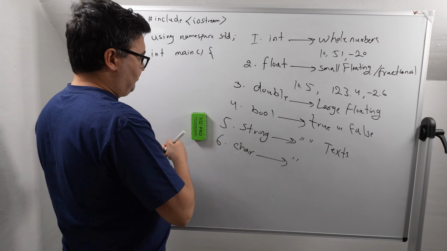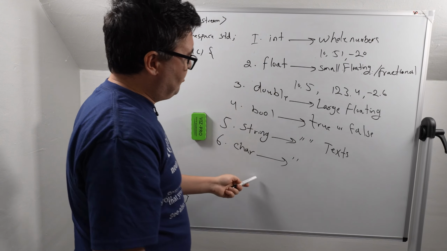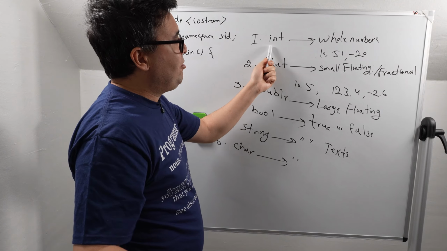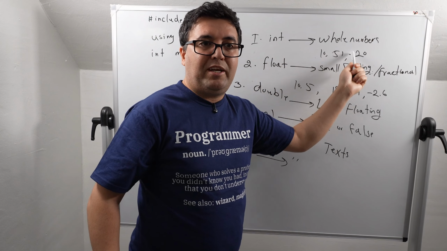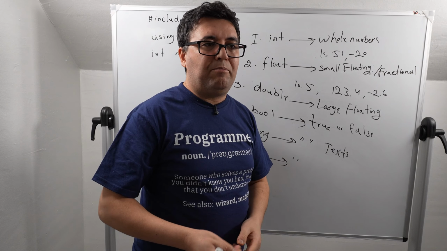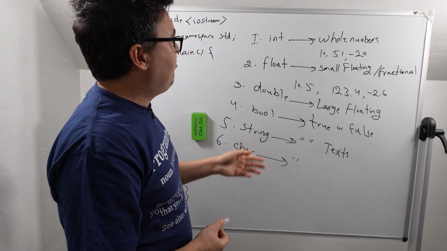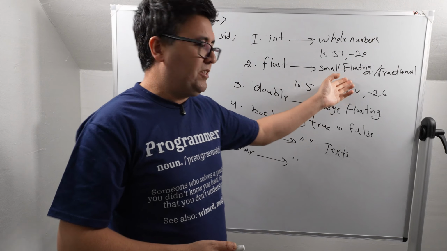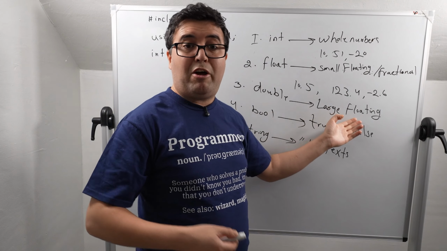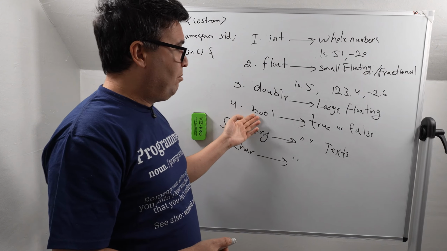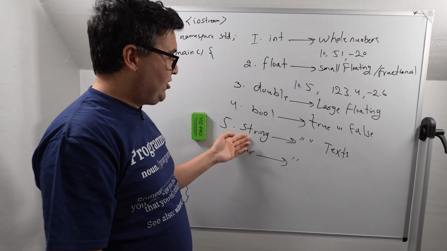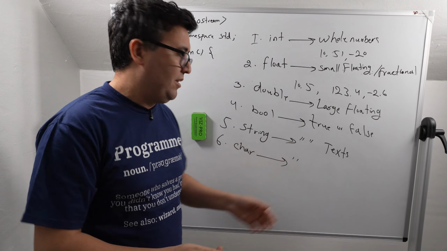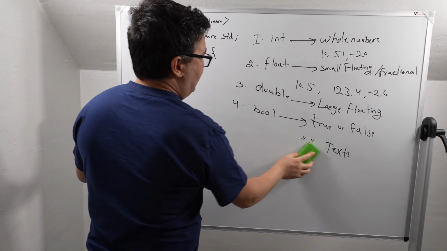So these are the data types which we have in C++, the built-in data types, or primary data types. Integer is used to store whole numbers. If you want to store whole numbers in your program, you need to define the data type as int for a variable. Then we have float, which is used for small floating point numbers, and double is used for large floating point numbers. Then we have boolean, which stores true or false. Then we have a string, which is used to store text, and then we have character, which is used to store characters. And how can we define the string and character variables?